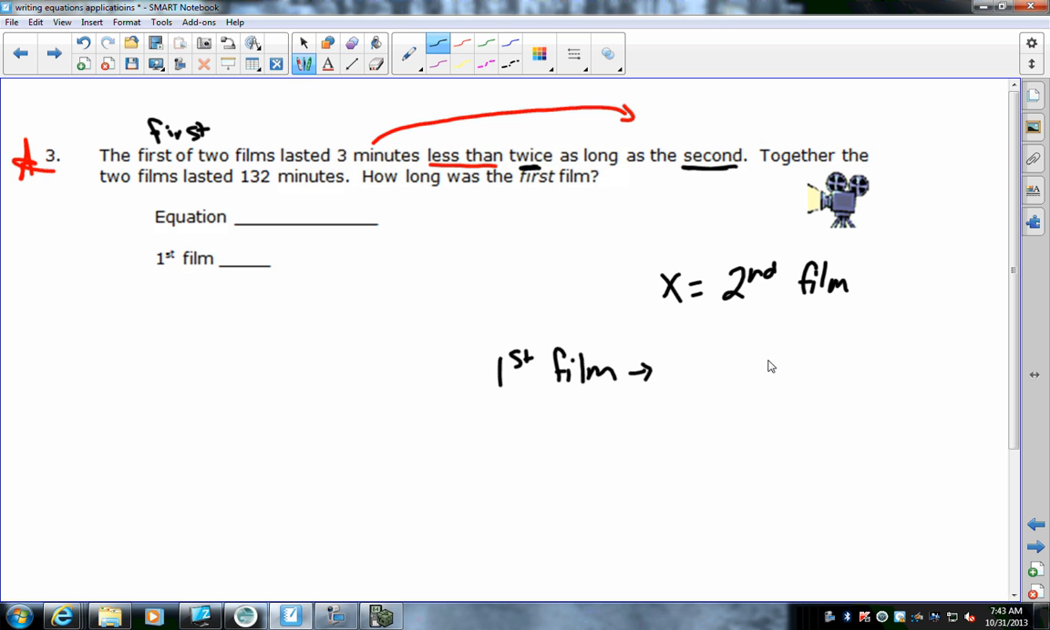What does twice mean? Double, 2 times. Twice as long as the second one, less 3. Remember that for "less than," that 3 has to go at the end. Now, it says that together, that means I'm going to add them together, that it lasts 132 minutes. So I'm going to have x plus 2x minus 3 equals 132.